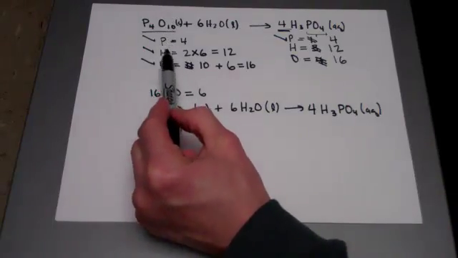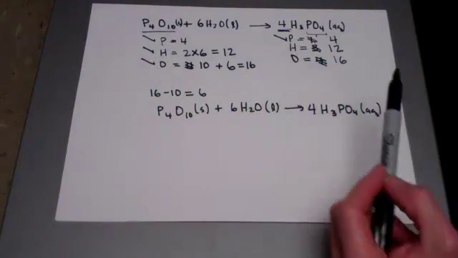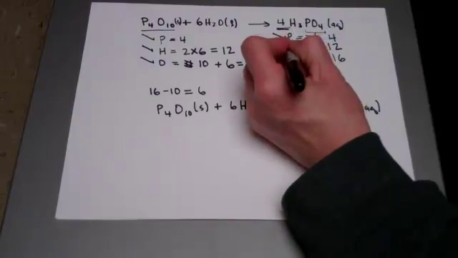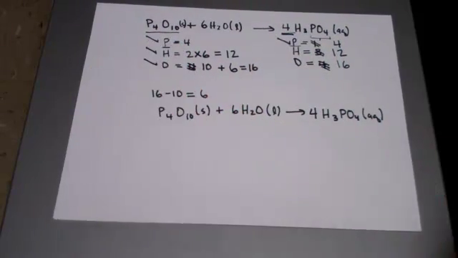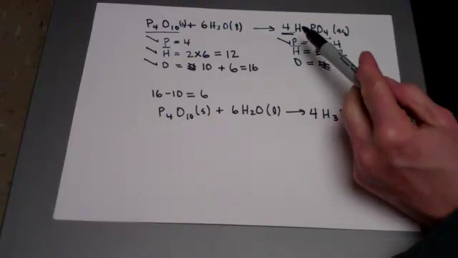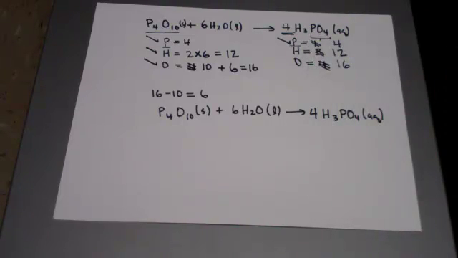So again, it really helps to write out what you have and then start with the most complex atom that's in there. If you've got hydrogens and oxygens involved, balance those guys last. So start with the more complex element, which in this case was phosphorus.